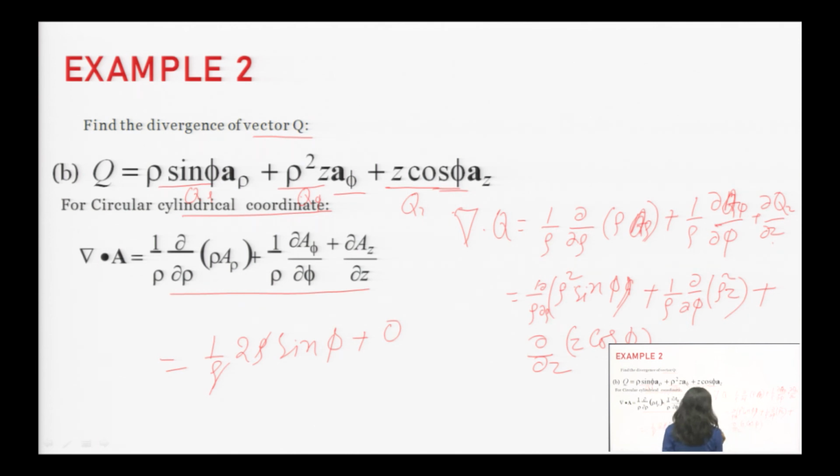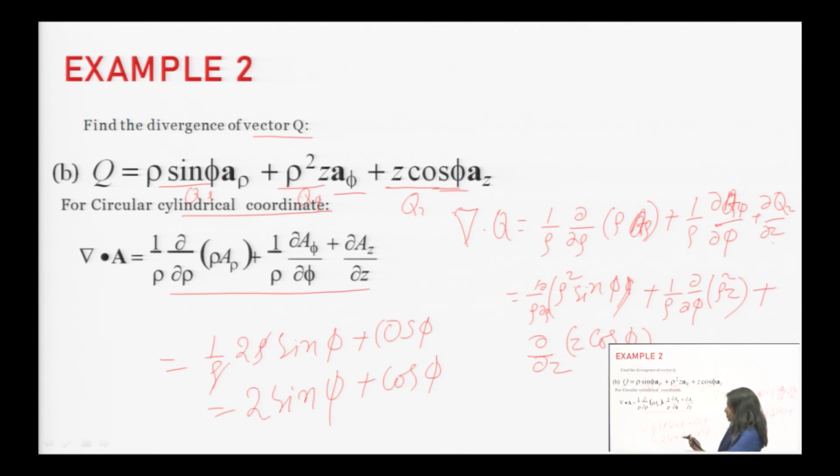Now here we can see that differentiation of z cos phi will appear as it is, and differentiation of z term will be 1. So the final answer is 2 sin phi plus cos phi. This is the final answer of this problem.